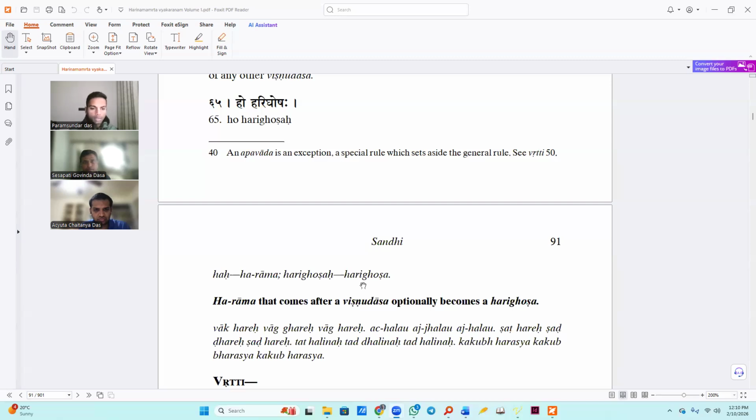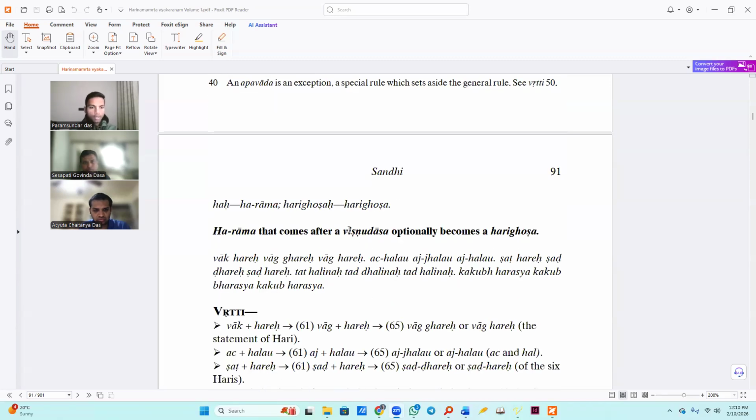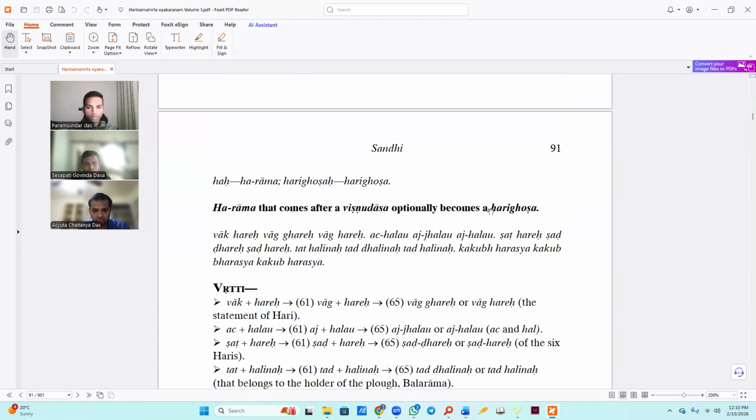If there is a Vishnu Dasa at the first place, and then there is Ha Rama at the second place, then the Ha will optionally become Hari Ghosha. Hari Ghosha is the fourth letter: Hari Kamala, Hari Khadga, Hari Gada, and Hari Ghosha. Now, Hari Ghosha of what? Because Ha does not belong to any of the Vargas. So Hari Ghosha as per the previous Vishnu Dasa's Varga.